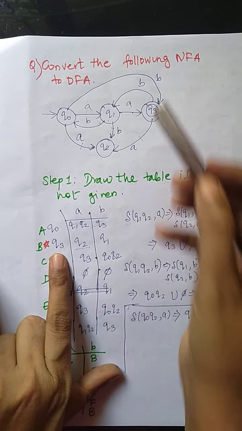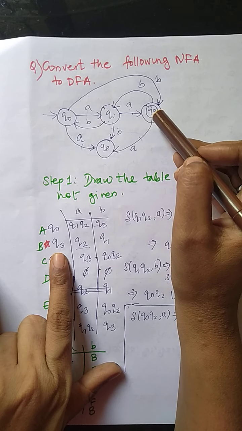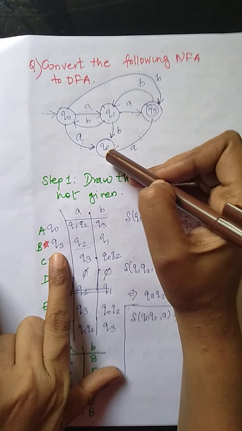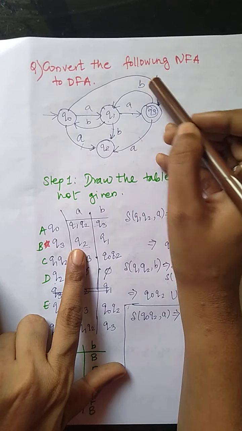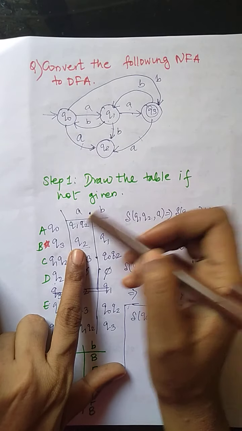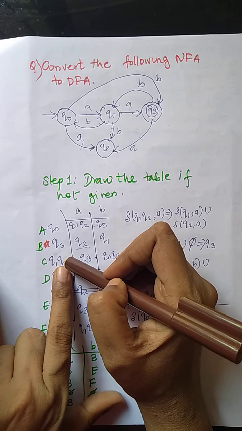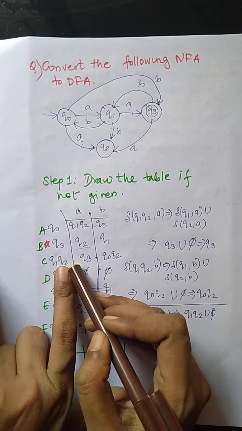Now Q3. How many outgoing arrows is Q3 having? 1 and 2. Q3 on A goes to Q2. Q3 on B goes to Q1. Now this one is remaining. So Q1 and Q2 together. How will we take Q1 and Q2 together?